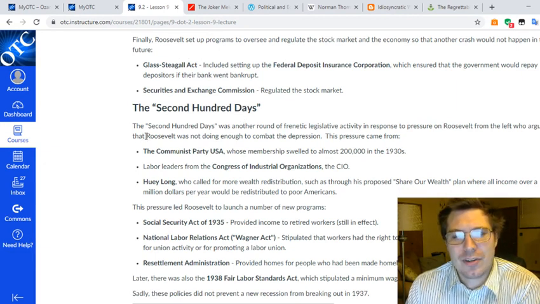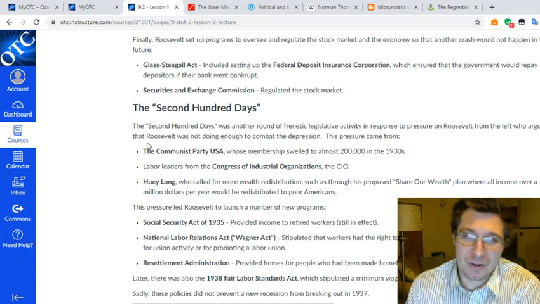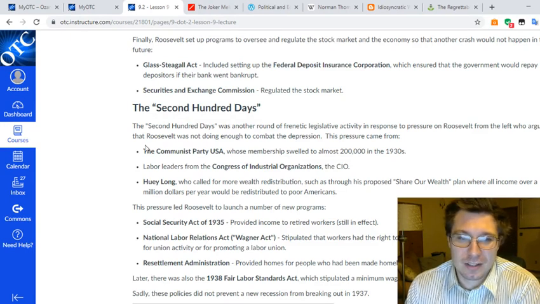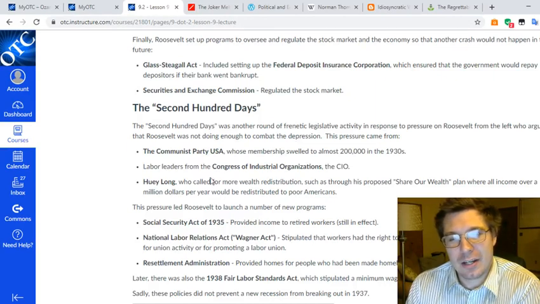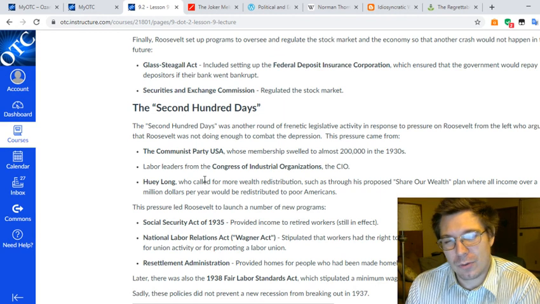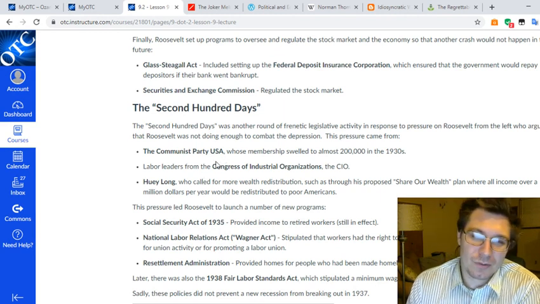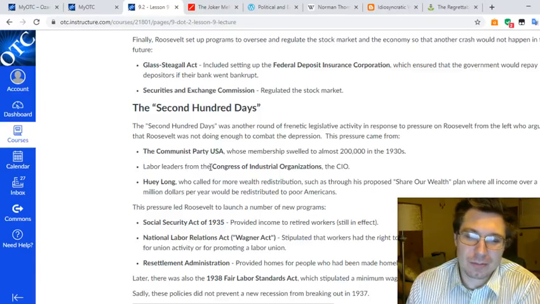The second 100 days was another round of frenetic legislative activity in response to pressure put on Roosevelt from the left, who argued that Roosevelt wasn't doing enough to combat the Depression. This pressure came from the Communist Party USA, whose membership swelled to almost 200,000 in the 1930s. And then you had labor leaders from the new Congress of Industrial Organizations, which was a little bit more of a radical labor union, almost kind of like the IWW, the Industrial Workers of the World. Maybe not quite as radical as them, but definitely more radical than the American Federation of Labor.